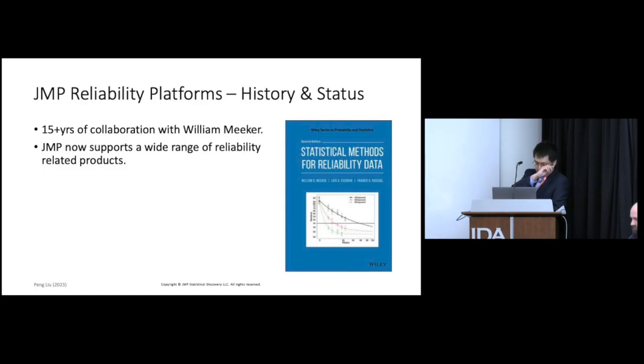This is the book I mentioned that's written by William Meeker and his co-authors. This is the second edition of his book. The first edition was published maybe 20 years ago. The title is Statistical Methods for Reliability Data.